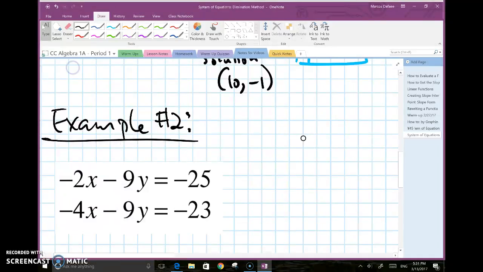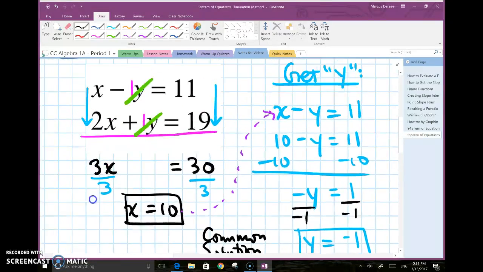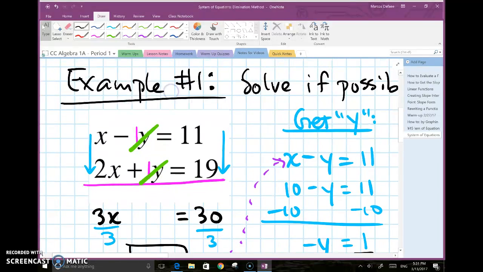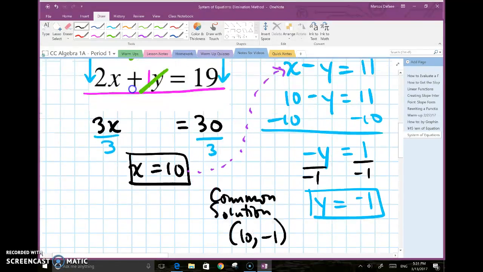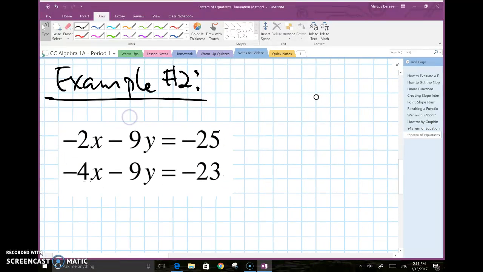Here's example 2. And in example 2 you can see that it's a little different from example 1, because unlike example 1, where we have clear opposite terms, y and negative y, here in example 2, we don't really have that. We do still have x's and we do still have y's. That will never change.